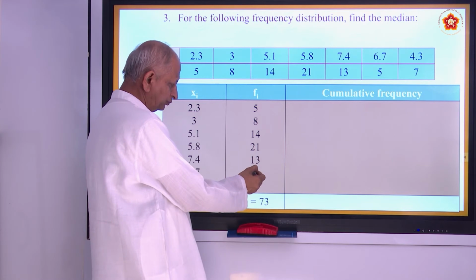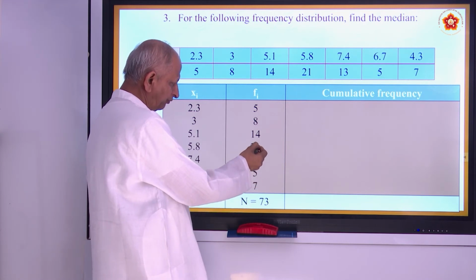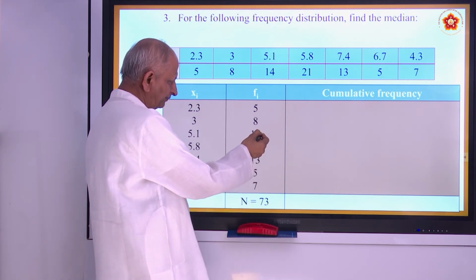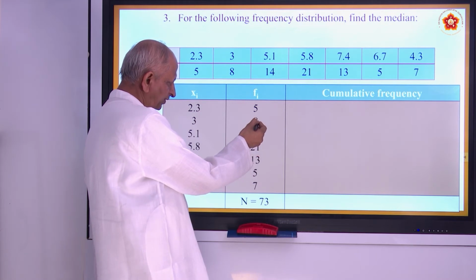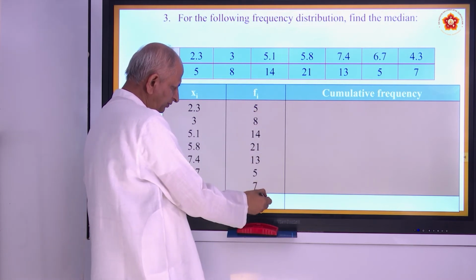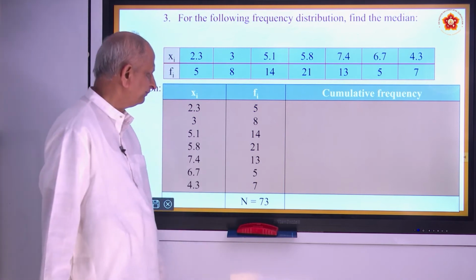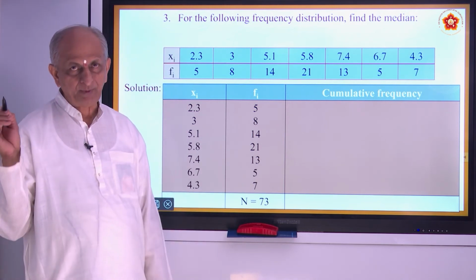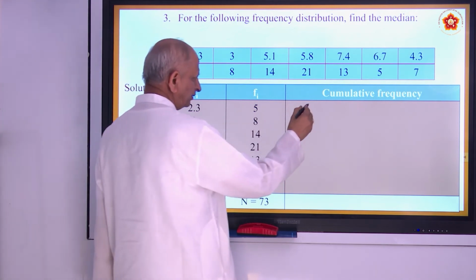7 plus 5, 12, 25, 46, 60, 68, 50, 68 plus 5, 73. Now you find cumulative frequency as usual.